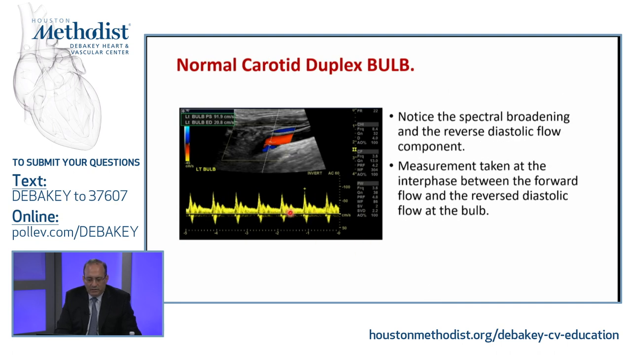So this is a waveform of the bulb. Here you start seeing some spectral broadening, because once you're at the bulb, you're going to have this sort of mixed resistance flow: flow going towards the external artery and flow going towards the internal artery. Here you also may see some of that reversal of diastolic flow that we mentioned earlier. You can see that reversal flow right at the bulb.